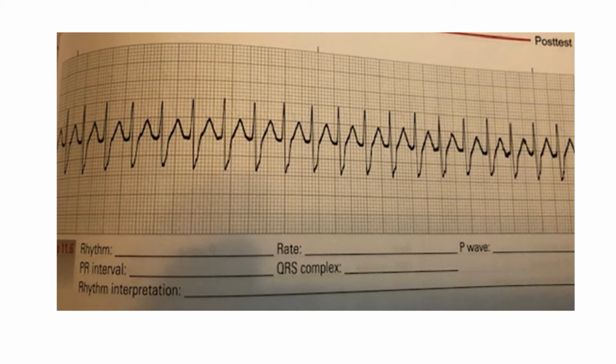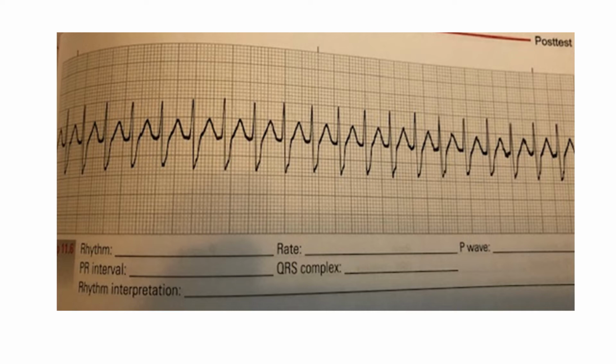If they're stable, the most non-invasive thing to do is attempt a vagal maneuver, whether you have them cough or bear down, like they're having a bowel movement. Sometimes just that could help break it. If it did not break after a vagal maneuver, then you would want to consider adenosine. Adenosine is 6 milligrams IV push, rapid, very, very fast, followed with a 20 milliliter saline flush.